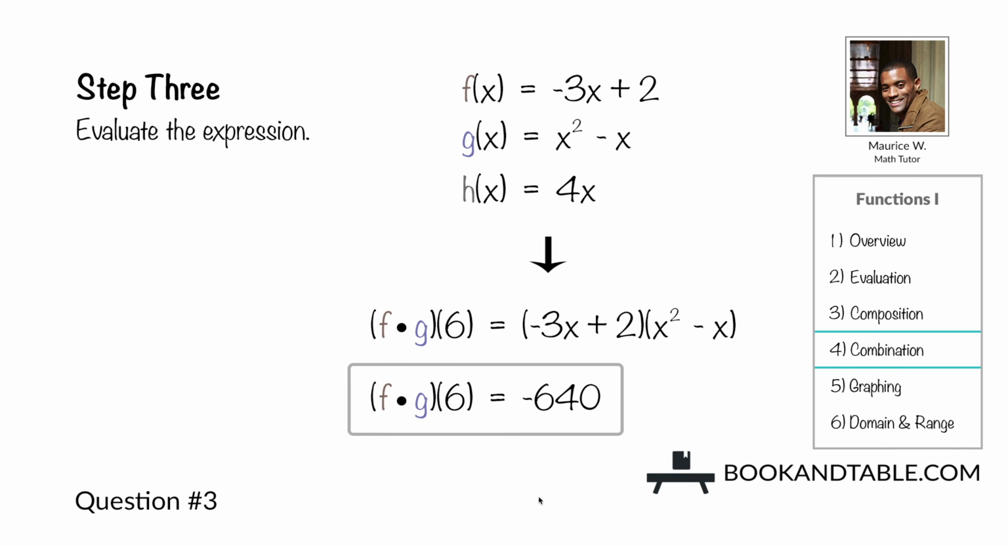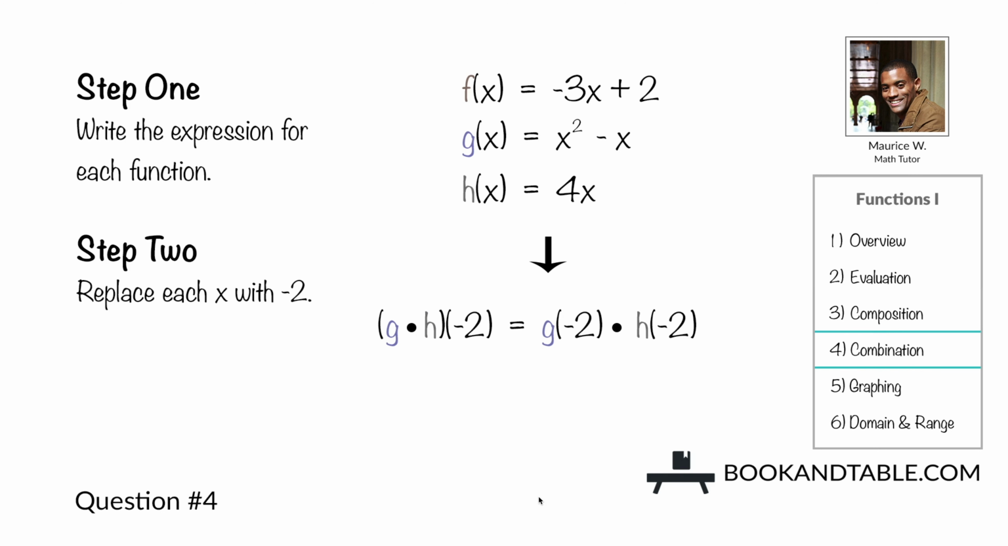Let's now have a look at question number 4. We were asked to evaluate g times h of negative 2. So we want to write out the g function and the h function inside a pair of parentheses. And now step 2, replace each x with negative 2.